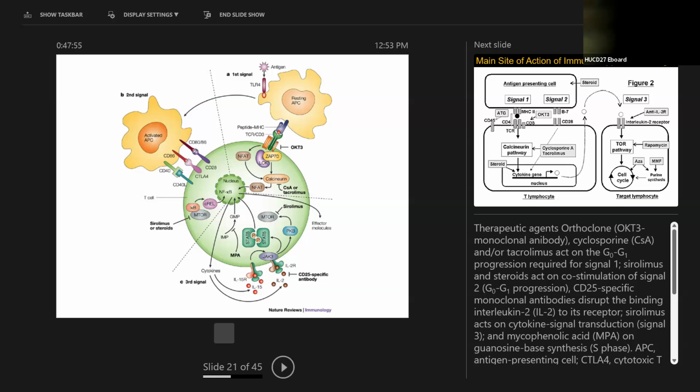You see cyclosporin A or tacrolimus over here in signal one, blocking the calcineurin pathway. Okay. So you see two possible ways. You see the OKT3, and then you see cyclosporin A or tacrolimus in the signal one. In the signal two, you see steroids, sirolimus. Go ahead.